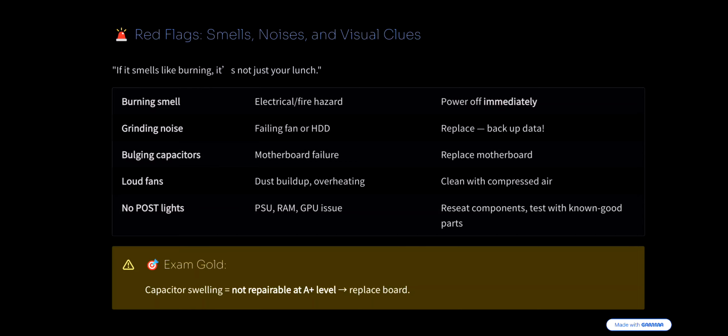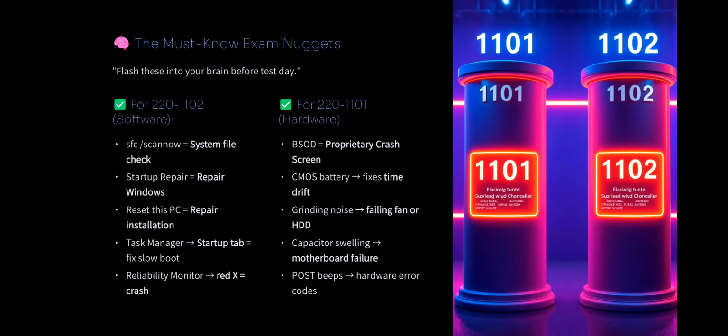And then if you're not getting any POST lights, which means power-on self-test lights, there's something wrong with your power supply unit, your RAM, or your GPU. All you need to do is reset the components and test them one by one to know which one is good and which one is bad. And the exam golden rule is you need to know the capacitor. If your capacitor is swelling, it is not repairable. Just replace the board. Okay guys, so these are the must-know exam nuggets. This is your cheat sheet that's going to help you.